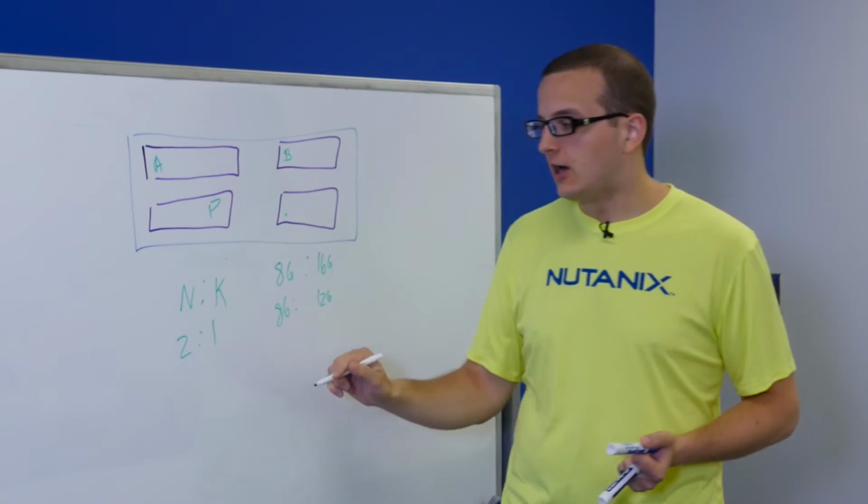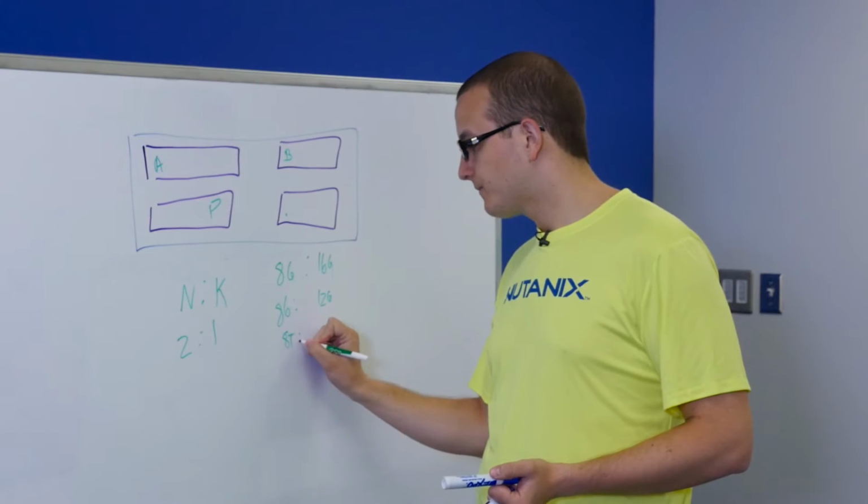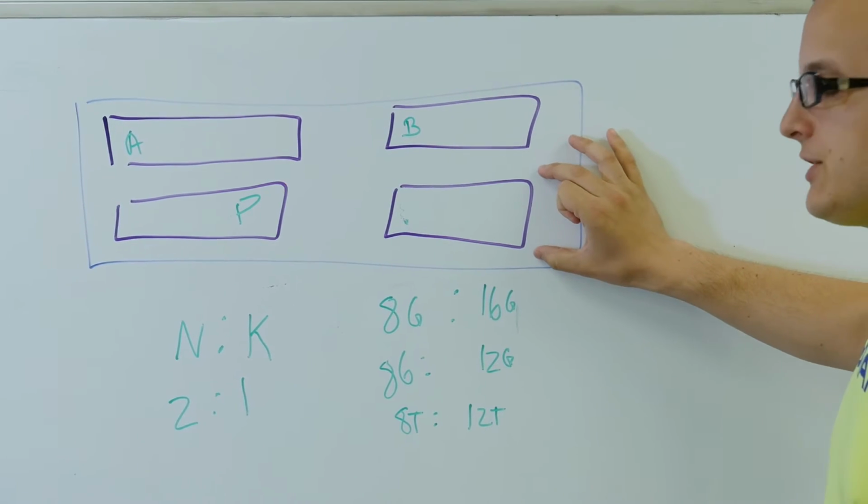And this continues scaling up. So for example, if we were trying to store 8 terabytes of data, we would actually only need 12 terabytes of space. Now you might notice that we didn't touch this block at all.